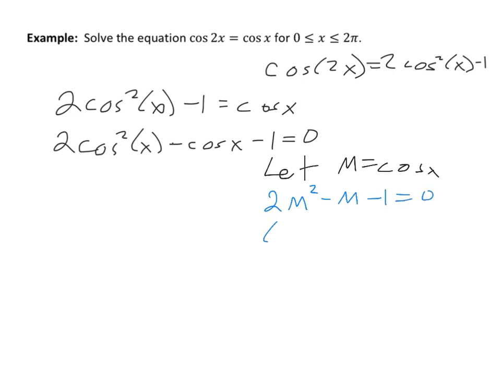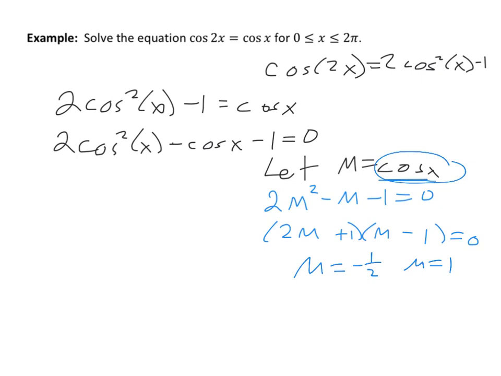And here we hope that this factors: 2m plus 1 and m minus 1. Let's double check and make sure that that works. This is positive m, this is negative 2m, that gets me negative m here. Yep, those things all work, which means that my solutions here are either that m is negative a half or that m is 1. Okay, but m used to be cosine x, so we're going to bring that back in now. So we now have that cosine x is negative a half or that cosine x is 1.